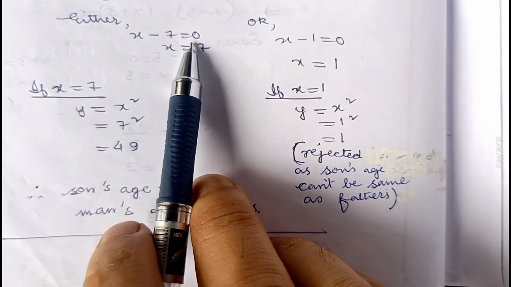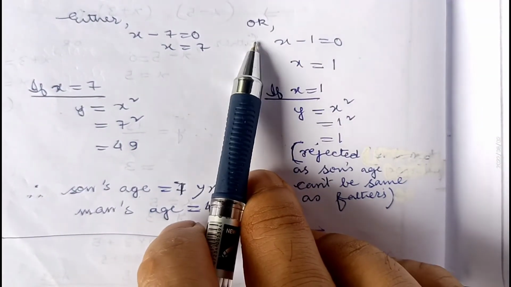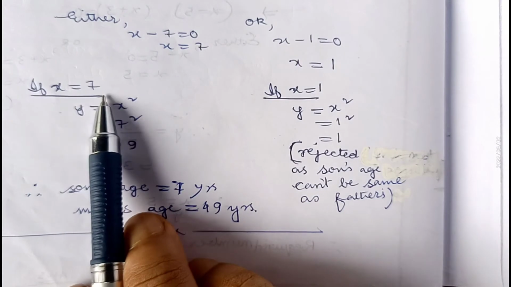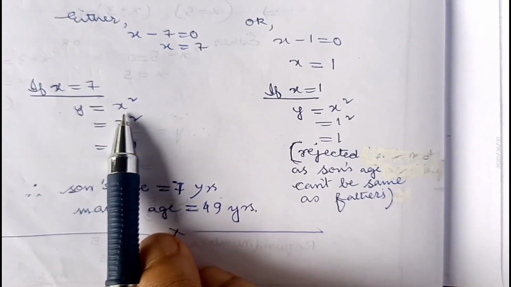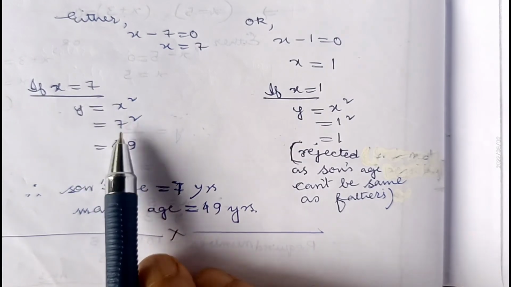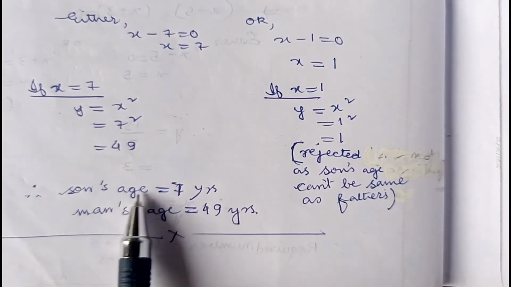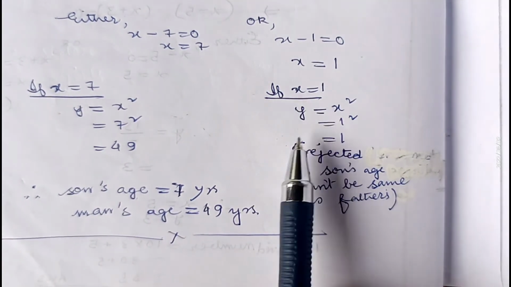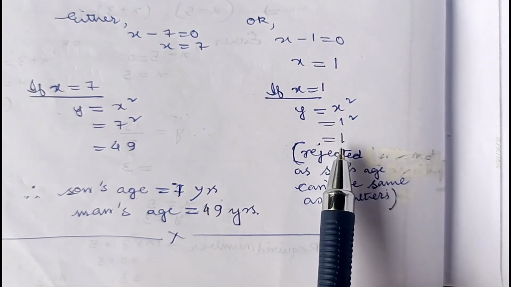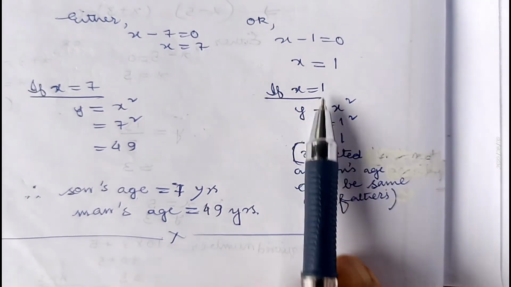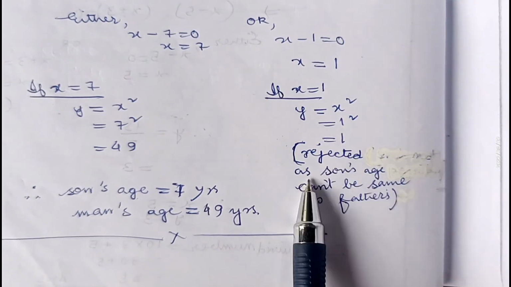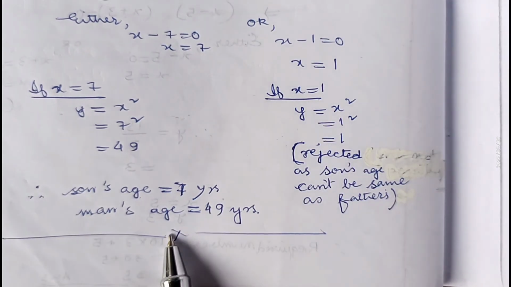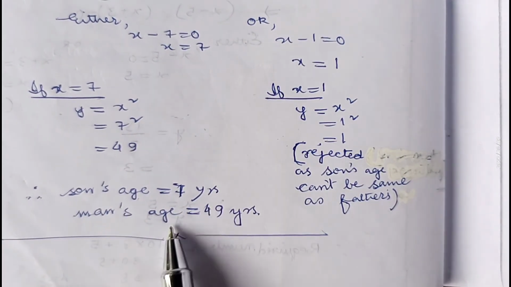So either x minus 7 equals 0, which gives x equal to 7, or x minus 1 equals 0, which means x equal to 1. Now if x equals 7, then y equals x square, we got this equation already. So if we replace x by 7, 7 square is 49. So if son's age is 7 years, then father's age will be 49 years. Again, if x equals 1, then y equals 1 square, which is also 1. That means son's age and father's age are both 1, which is not possible. It is rejected, as son's age can't be same as father's age. So this part we have rejected. So the required answer is son's age is 7 years and man's age is 49 years.